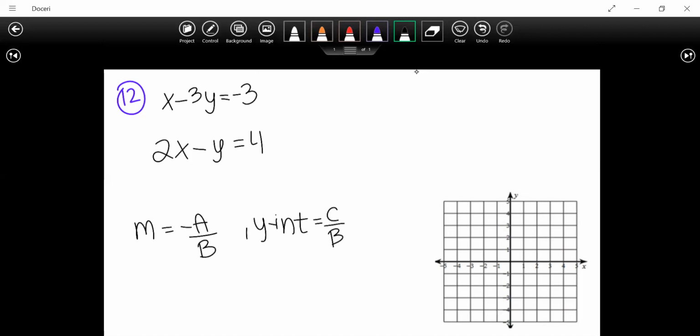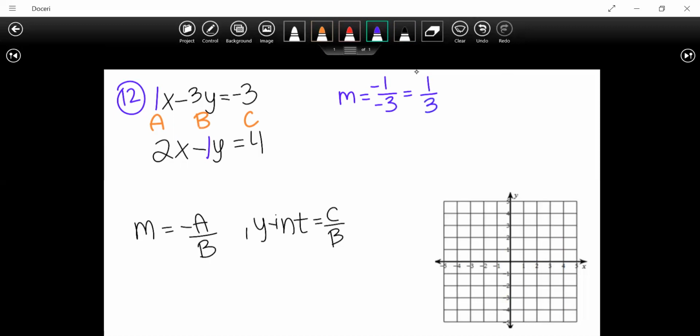Now, if there's nothing in front of the variable term, what can we always put in front? 1. Always, always, always. Sometimes it helps just to put those in there so we can identify them. I'm going to label this A, B, and C for both terms. And let's go ahead and find them. For the top one, my slope is going to be negative A, so negative 1 over B, which happens to be negative 3. Again, it's that negative and negative that probably got you.